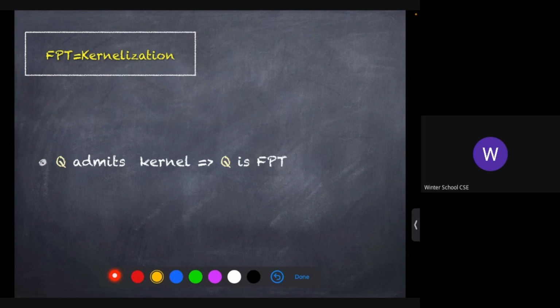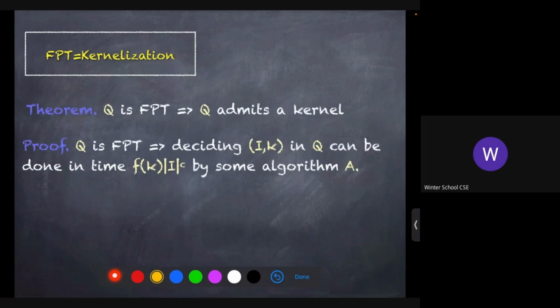First of all, if my problem admits a kernel, this implies that the problem is FPT. Why? Because what is a kernel? I have a problem. I reduce the size of the instance to some function of k. And as we always speak about discrete problems, you give me a discrete problem, I can use brute force, try all possible solutions, and have an FPT algorithm. So kernel implies FPT. A bit surprising thing is that if the problem is FPT, then it also admits a kernel. This is a theorem.